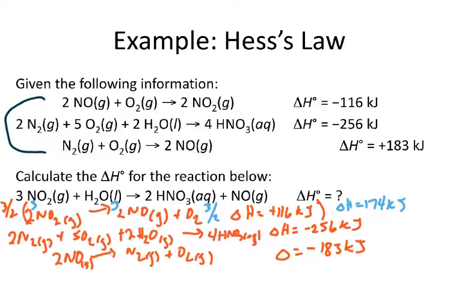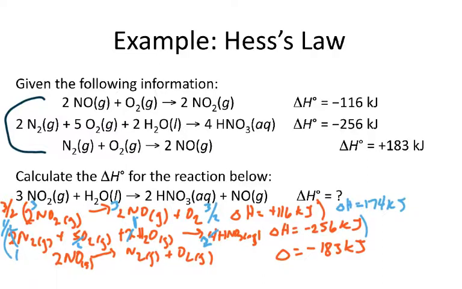Now my second reaction looks okay. I have 2 waters there. I want to divide that one by 2, so I'm going to do a 1/2 here. Now I have a 1 there, a 5/2 in front of my oxygen, a 1 in front of my water, and a 2 there in front of my nitric acid.